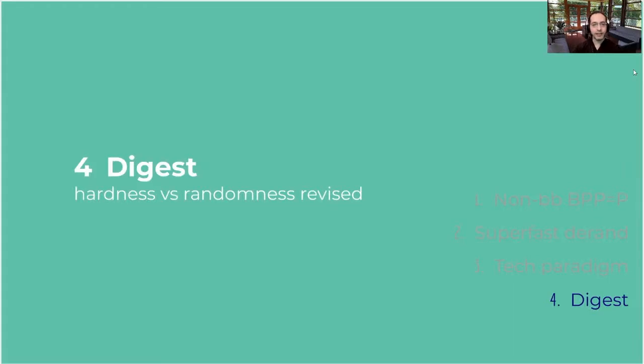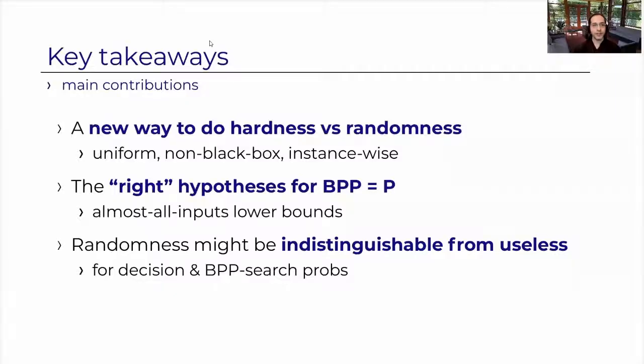Let's recap and do a quick digest. This is indeed a high-level and very rushed talk. I want to go over the main messages. So the key takeaways: we saw a new way to do hardness versus randomness, which is general in many settings. It's uniform and non-black-box and depends on the input.